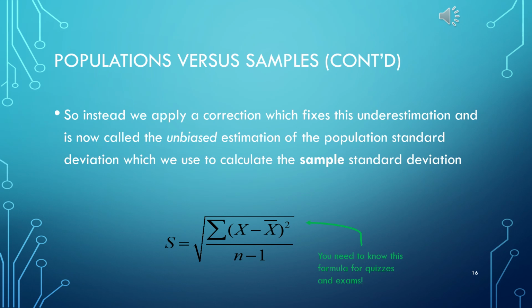Now we want to get a corrected, more on-target estimation of the standard deviation. So this is the final calculation for the standard deviation of a sample. You will absolutely want to know this, know all the parts of it, and know how to calculate it by hand for quizzes and exams. Again, we moved from sigma, which is a population parameter, down to S, which is a sample statistic.